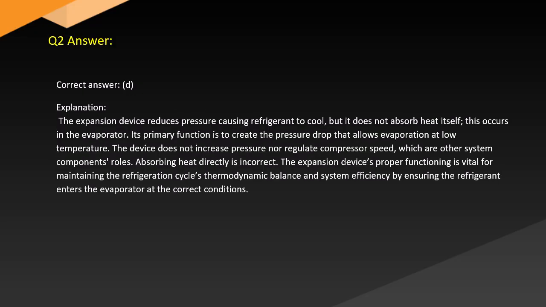Answer. Correct answer: D. Explanation. The expansion device reduces pressure, causing refrigerant to cool, but it does not absorb heat itself. Its primary function is to create the pressure drop that allows evaporation at low temperature. The device does not increase pressure nor regulate compressor speed, which are other system components' roles. Absorbing heat directly is incorrect. The expansion device's proper functioning is vital, maintaining the refrigeration cycle's thermodynamic balance and system efficiency by ensuring the refrigerant enters the evaporator at the correct conditions.